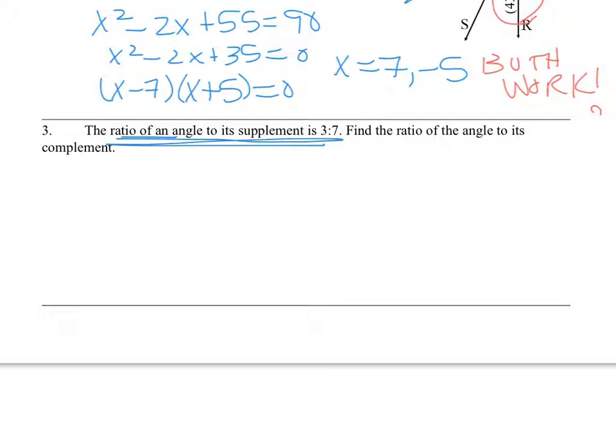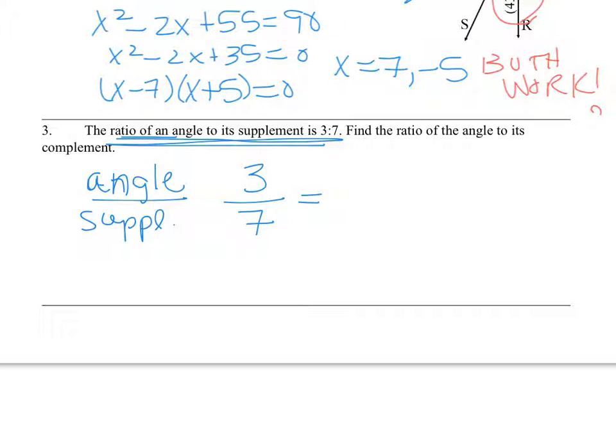And you need to think back to like 5th, 6th grade ratio problems. Okay, the ratio of an angle to its supplement is 3 to 7. Well, we're going to call the angle x like we always have, and we're going to call the supplement 180 minus x, also like we have been calling. And this is really a proportion that we're going to have to solve by cross-multiplying.